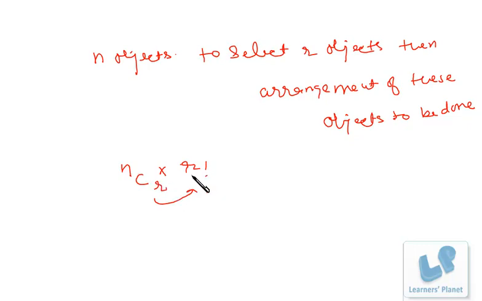So nCr into r factorial, this is the complete solution to this problem, and it is nothing but nPr. That is permutation. Now you got the difference between these two. Here only selection is there, then selection and then arrangement is permutation. So what is the difference between permutation and combination?